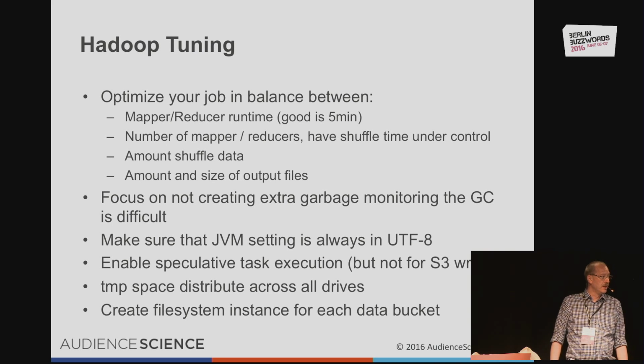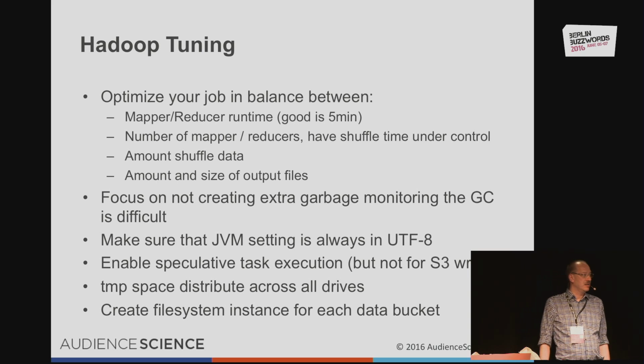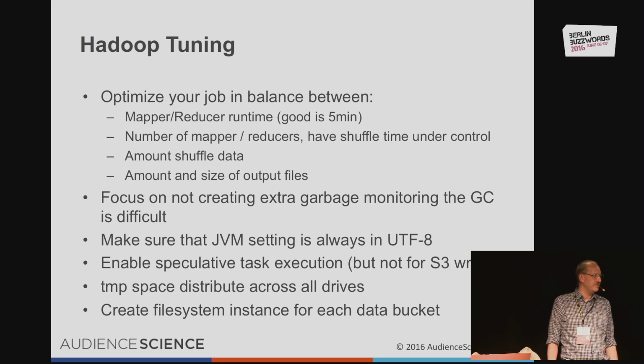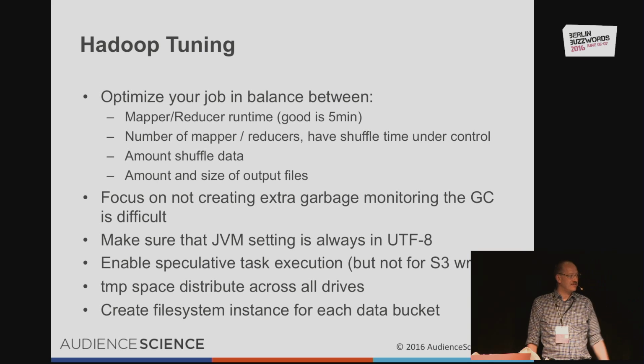As I said, for the optimization of the jobs itself, the runtime of each task should be in the range of a couple of minutes. Five minutes is a good optimum. The number of mappers and reducers must be considered in light of how much shuffle you need. Does this get into a problem? Then you have to redesign things, as well as the size and the amount of output files.